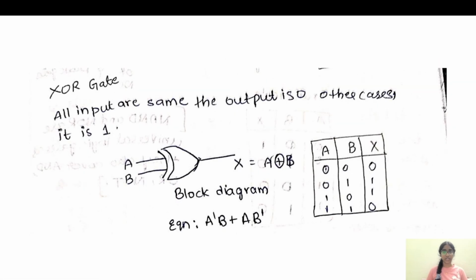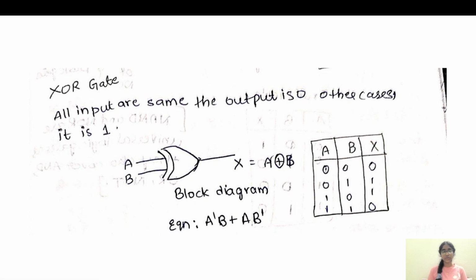Next, we have the XOR gate. XOR gate is a special kind of gate. In this, if all the inputs are the same, the output is going to be 0. In all other cases, the output is going to be 1. Here is the diagrammatic representation of the XOR gate. Simply, the equation of the XOR gate is A' B plus A B'.